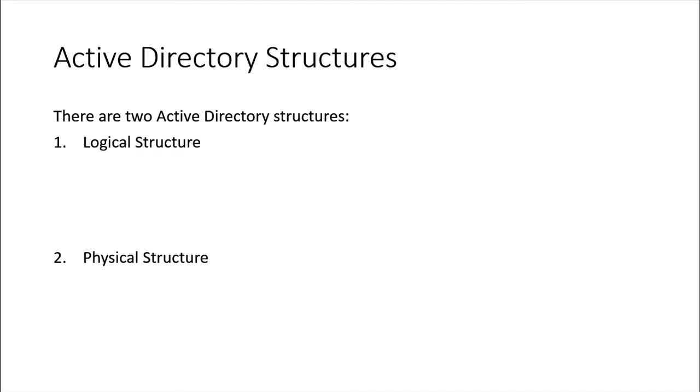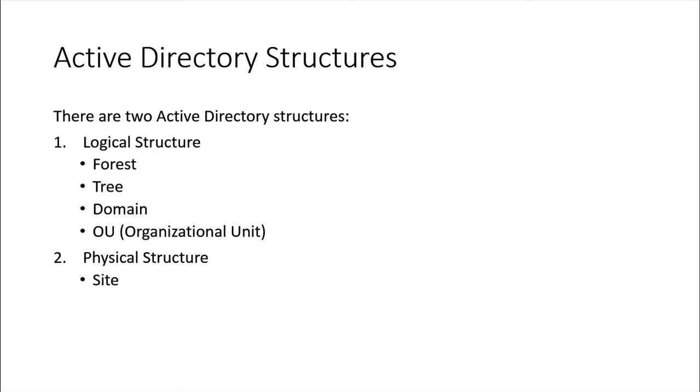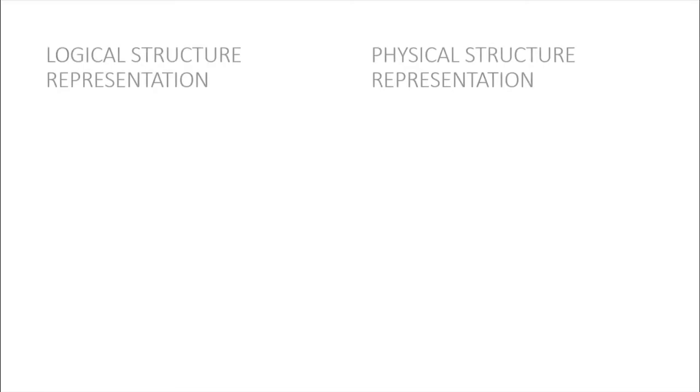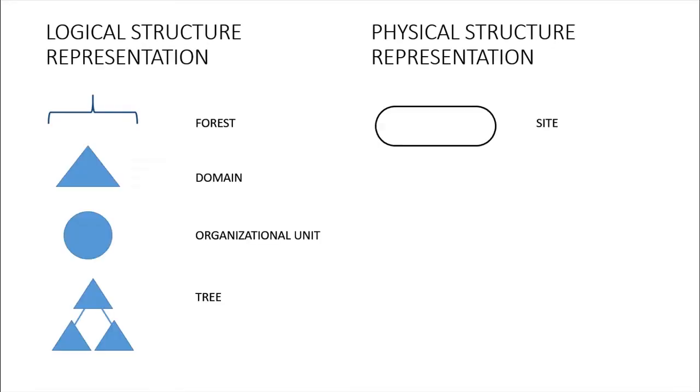In logical structure, there are four components. They are forest, tree, domain and organizational unit. And another one, that is physical structure. There are two components, that is site and domain controller. The components are represented by different shapes.